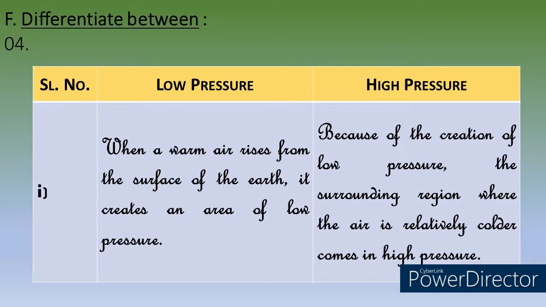Fourth question, distinguish between low pressure and high pressure. So basically, we have this atmospheric pressure, which is not normal everywhere. Then and there you come across a pressure gradient, that is a difference in pressure, and that results in low pressure and high pressure. Low pressure: when warm air rises from the surface of the earth, it creates an area of low pressure. And because of the creation of low pressure, the surrounding region where the air is relatively colder comes in, and that you call high pressure.